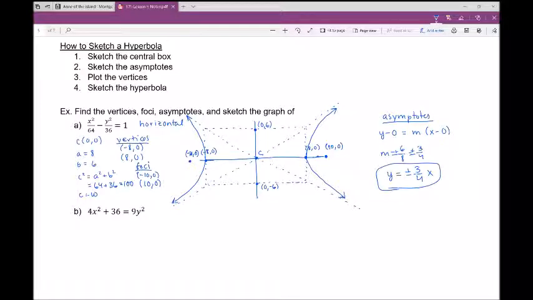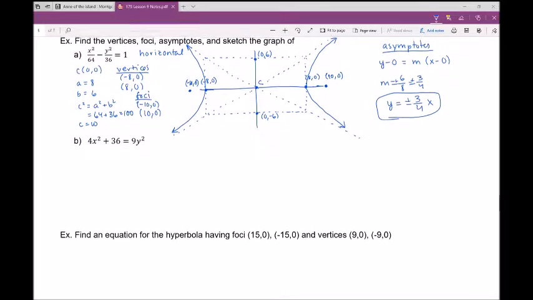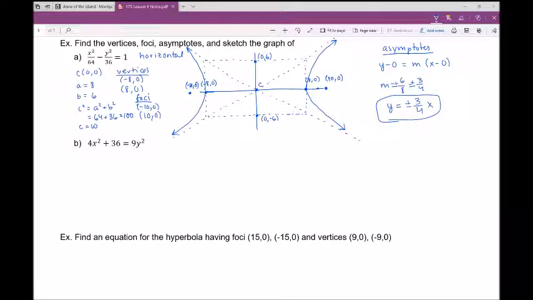So again, this is the most complicated of the conics, but I think if you follow all the steps, you should be okay. All right, let's look at another example. So if you notice, this one is not quite in that standard form that we like. We have 4x squared plus 36 is equal to 9y squared. So the first thing we need to do is get this into its standard form.